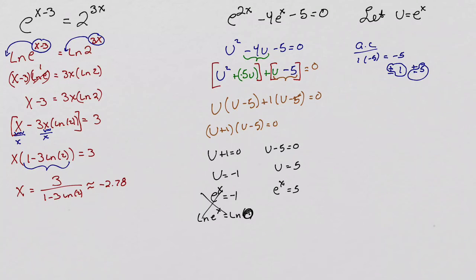But on this side, if I ln both sides, I get ln e to the power of x equals ln of 5. Of course, this x can come in front. So now I have x ln e equals ln 5. ln e is just 1. Therefore, my x equals ln 5. That wasn't too bad. It's a lot of fun, really.